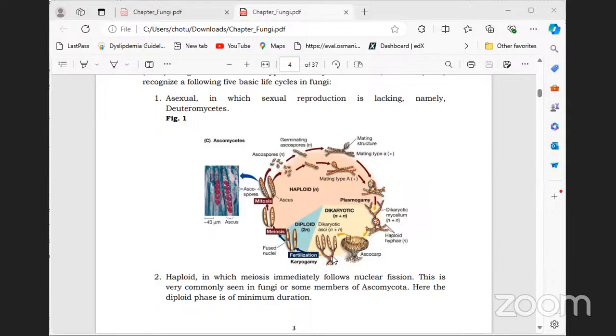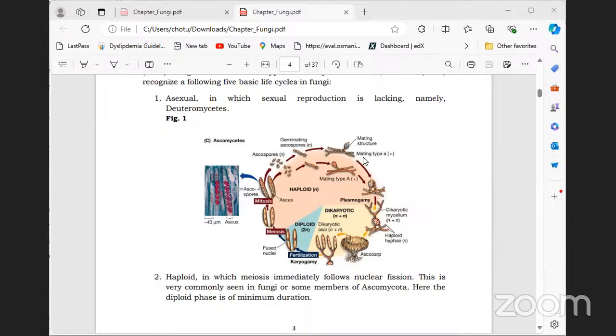Next is the haploid condition, in which meiosis occurs. You can observe the picture. These are the ascospores. In this, you can observe the ascospores germinate. Each and every ascospore, after germination, forms a mating structure.